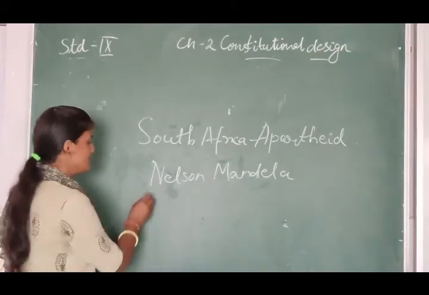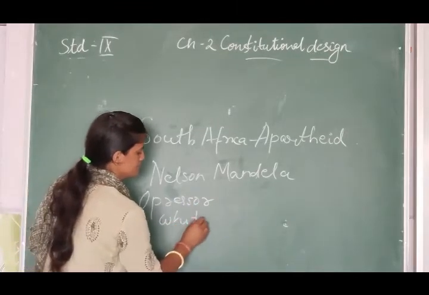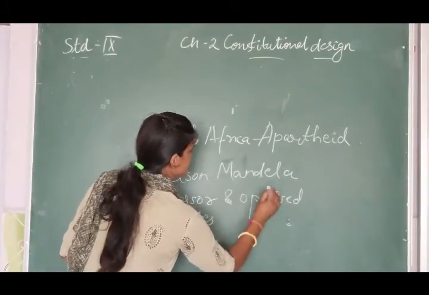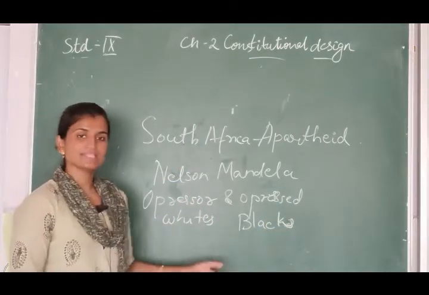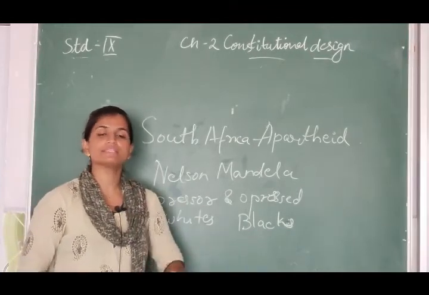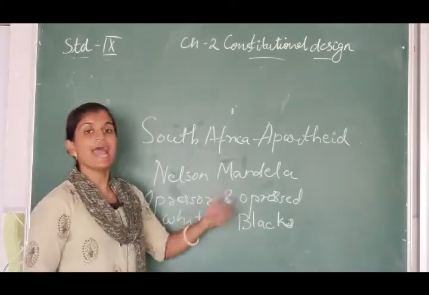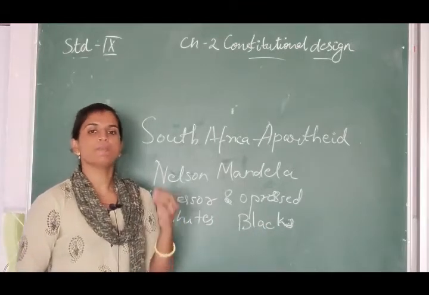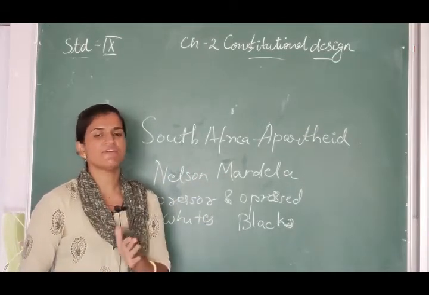So there were two parties: one were the oppressors, the white people, and secondly there were the oppressed, the blacks. The whites were oppressing the blacks in every way. For example, they were not allowed to go in restaurants, hotels, or to travel in buses. So Nelson Mandela, as a leader, worked for the rights of the blacks and decided to make a framework, a law which should be acceptable to all the people, whether white or black.